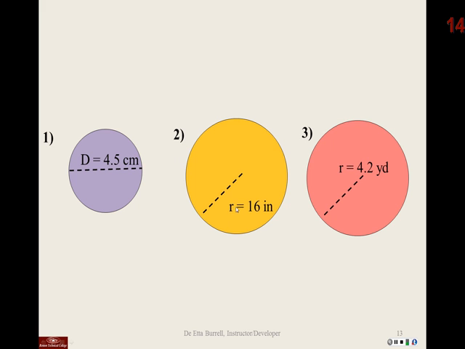On number 2, what's given to you? Radius. So you'll take 2 times the radius times pi. And then on number 3, what's given to you? Radius. So you'll take 2 times the radius times pi. All right, do it. I'm going to give you guys about 10 minutes.